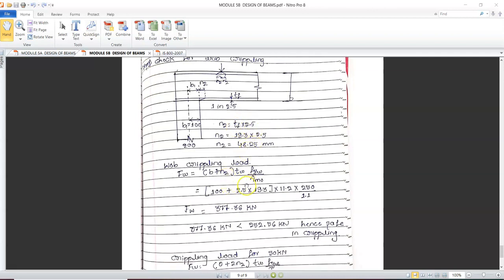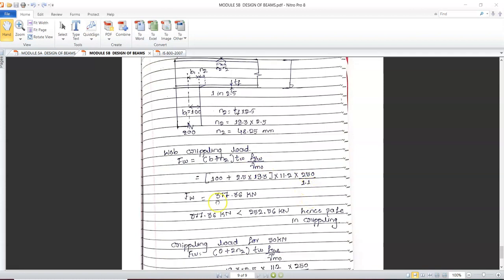So Fw is equal to (B plus 2.5 into thickness of the flange) into Tw, the thickness of the web, 11.2 mm, into 250 MPa, the yield stress of the web, divided by gamma m0, 1.1. Now when you calculate Fw, you will get a value of 377.36 kilonewton. It means at a load of 377.36 kilonewton, your web will start crippling like this, at this junction.